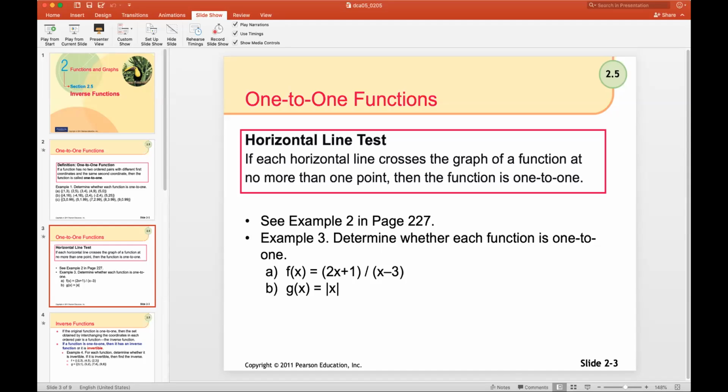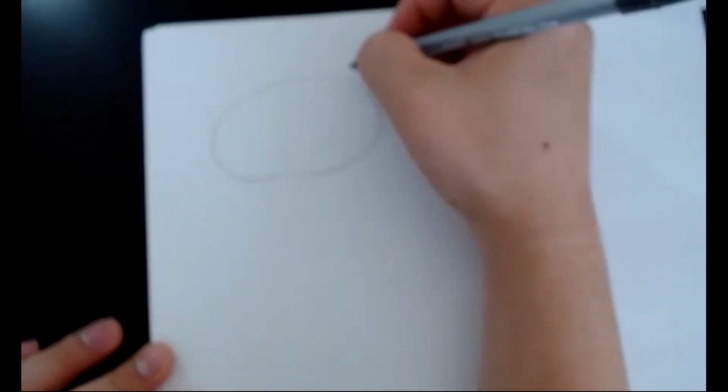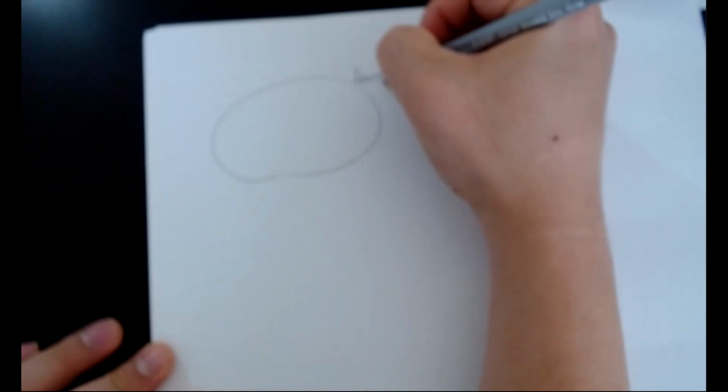What I mean is, this is the set of functions.